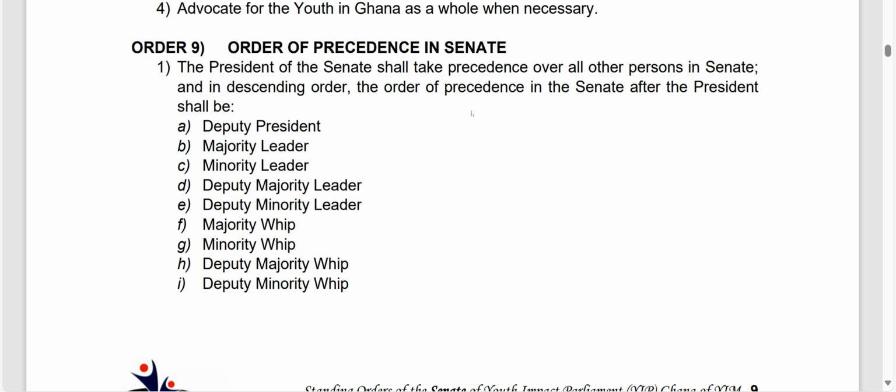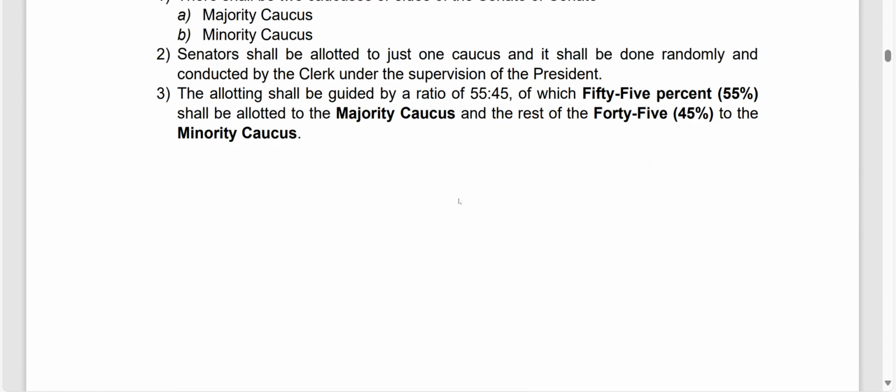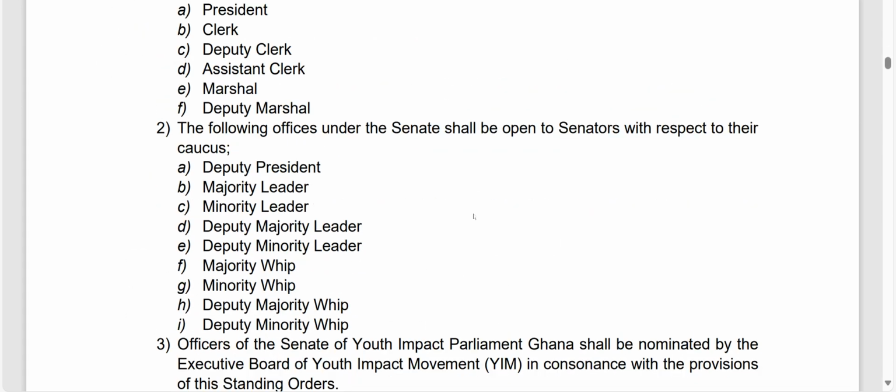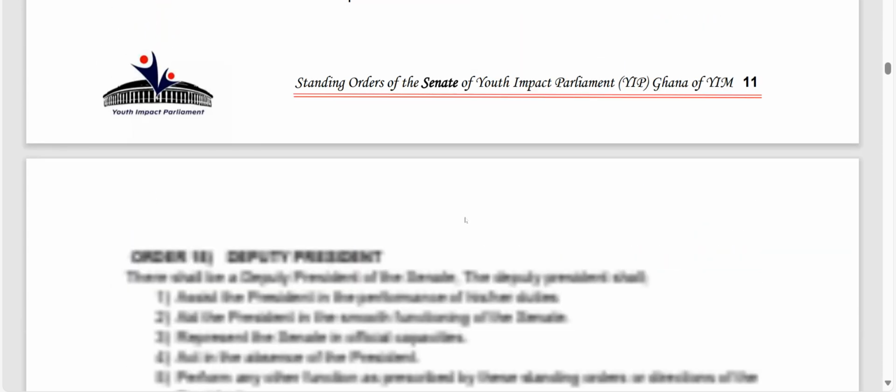So in the Senate, you have the president of the Senate and the deputy president of the Senate. The duty of the President of the Senate is the same as the Speaker of Parliament, but in the Senate. The duty of the Deputy President is the same as the 2 Deputy Speakers, but in the Senate. The majority and the minority are just the same as in Parliament, but in the Senate. That is for you to note. So that is the major difference for you to note.